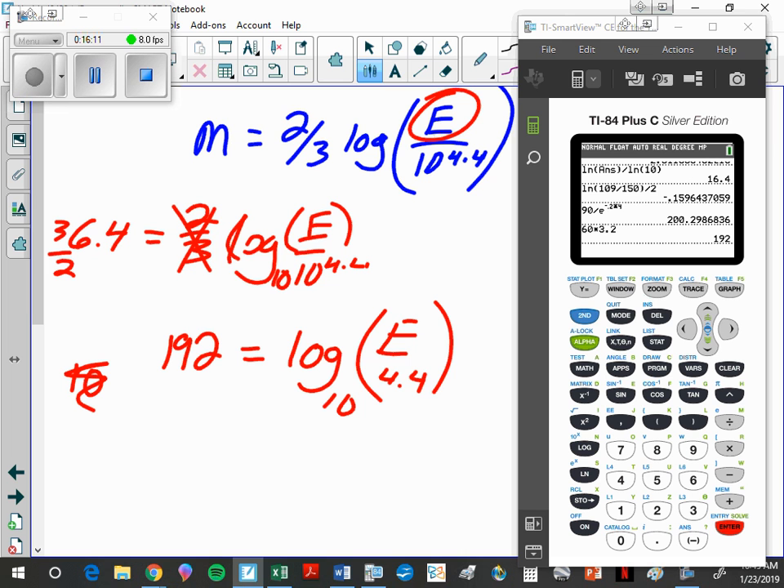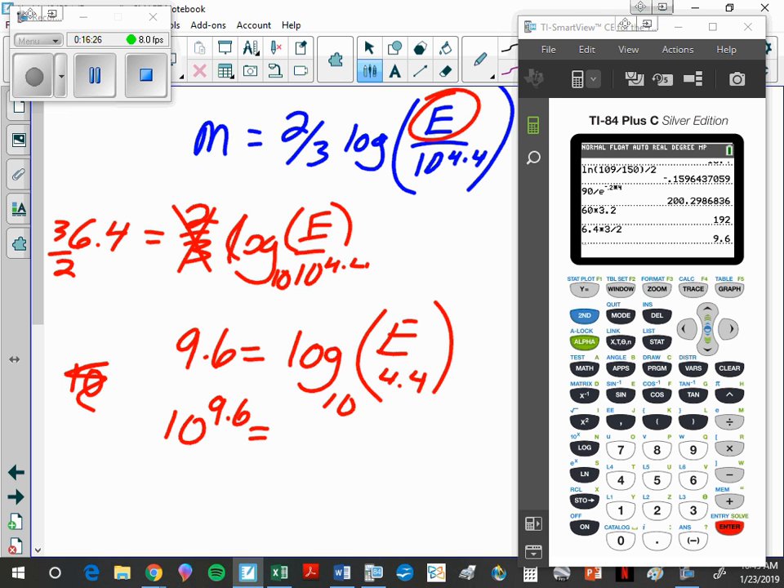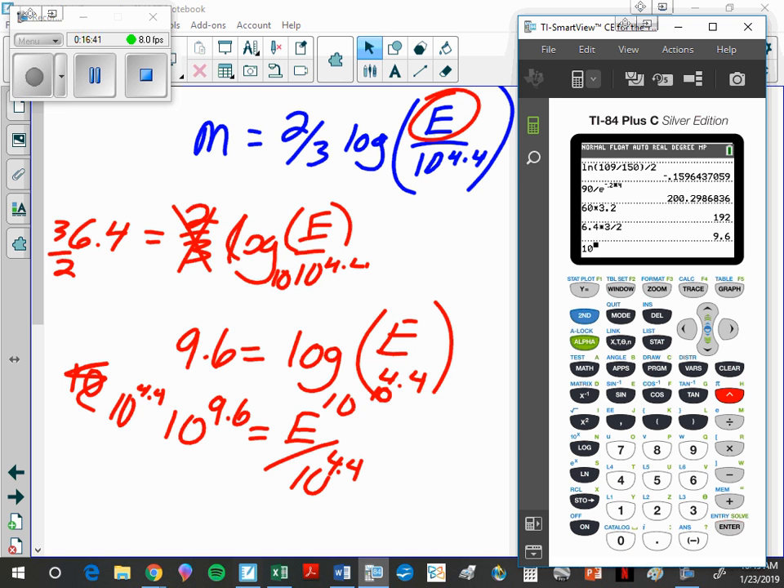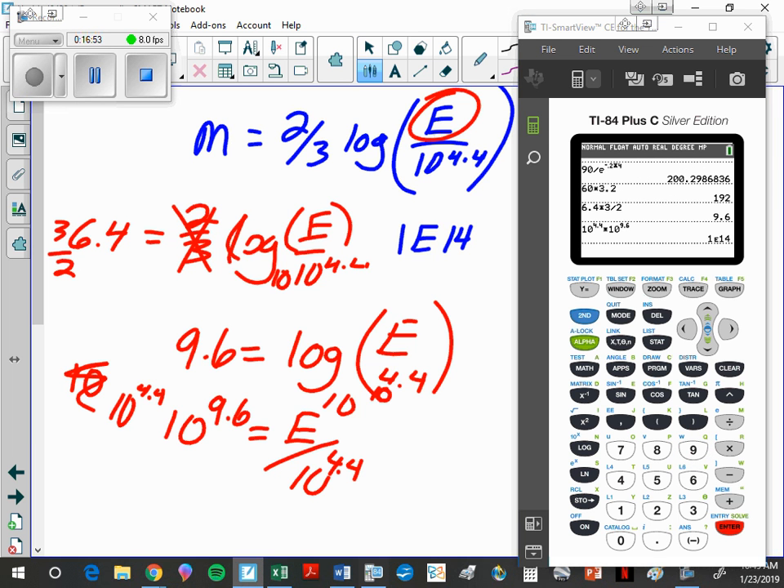Oh, not 60. I'm sorry. It's 6.4 times 3 halves. Wow, I was way off. How about 9.6? Now I do 10 to the 9.6 is equal to E over 10 to the 4.4, which means I just times by 10 to the 4.4. So 10 to the 4.4 times 10 to the 9.6 gives me an energy of 1e to the 14th.